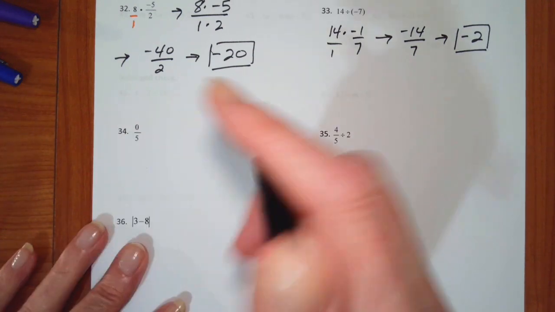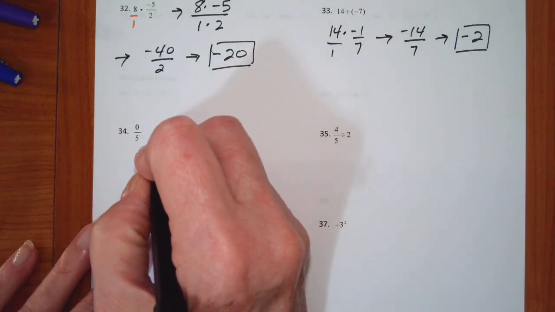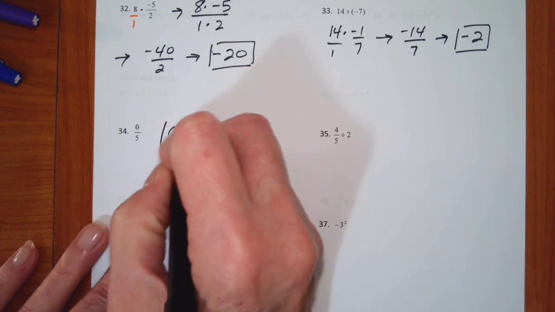Okay, if I have 0 divided by a number, that's okay. 0 divided by anything is just 0.